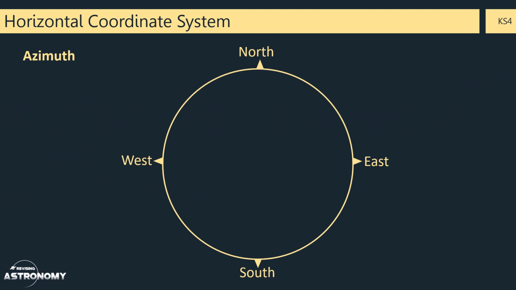The horizontal coordinate system uses two measurements, altitude and azimuth. We're going to start off looking at azimuth. Azimuth is an angle of the object around the horizon, starting from north. Therefore, if a star was located at north, we would consider it to have an azimuth of 0 degrees.